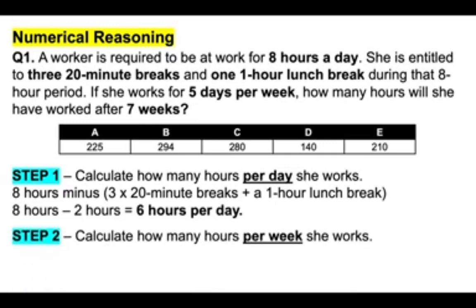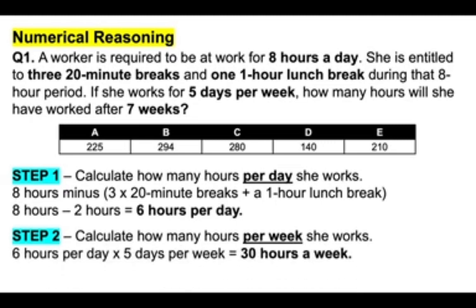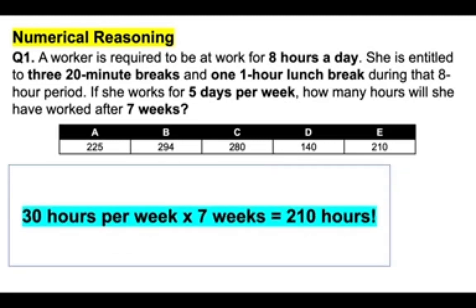And then we calculate how many hours per week she works. Well, 6 hours per day times 5 days per week equals 30 hours a week. And because we need to calculate the answer over 7 weeks, all we do is multiply 30 by 7 weeks equals 210 hours. So we would select E as the option.